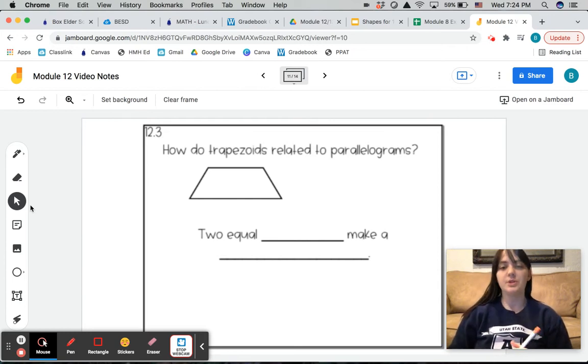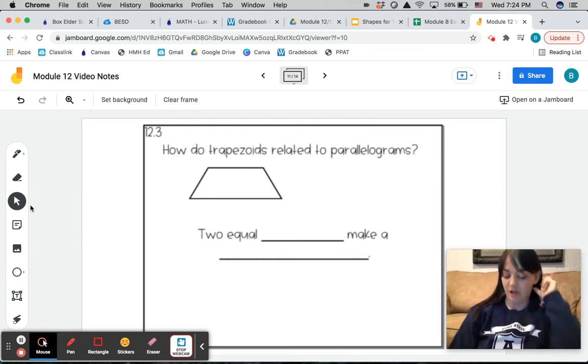So how do trapezoids relate to parallelograms? Believe it or not, trapezoids do relate to parallelograms, and this is how we're going to determine the formula for the area of a trapezoid. Now we have our trapezoid right here. If we take this trapezoid and we make a duplicate of it, and then we flip it around, we can actually make a parallelogram with two identical trapezoids.